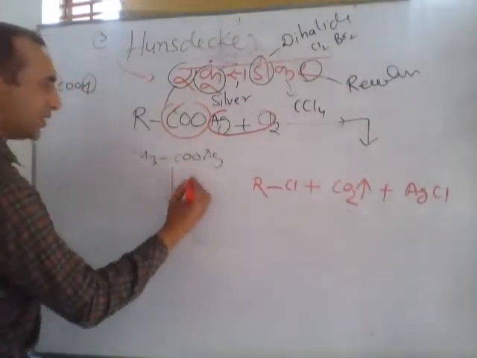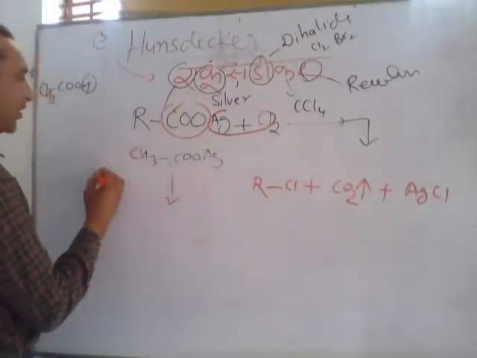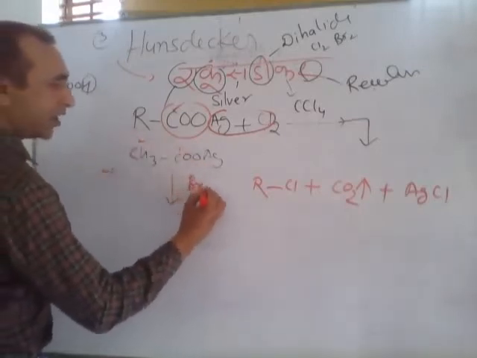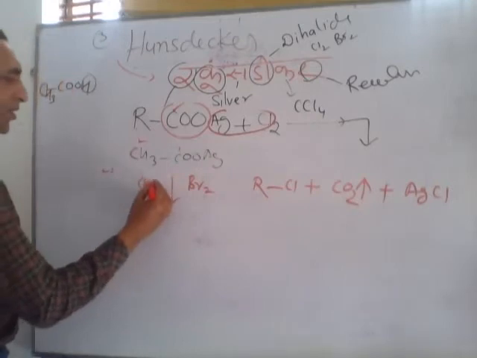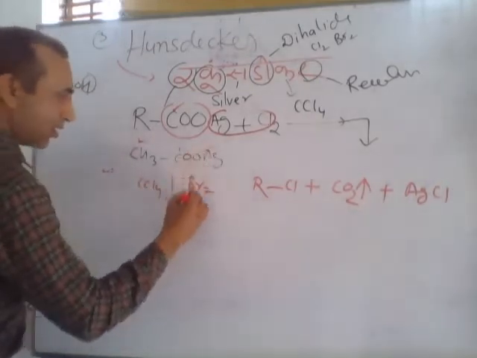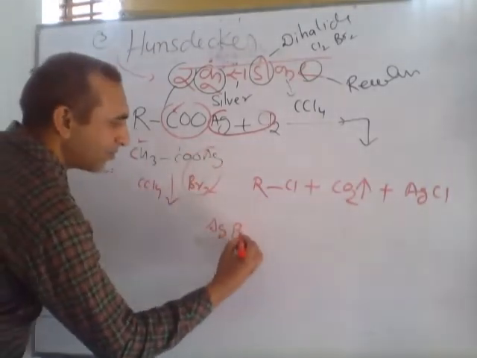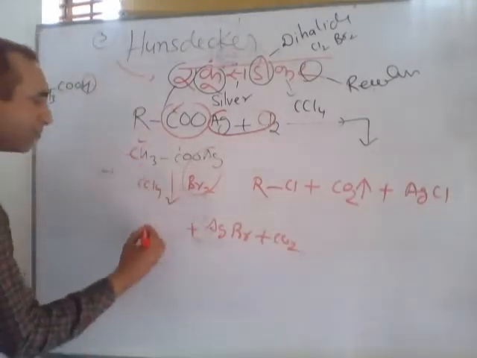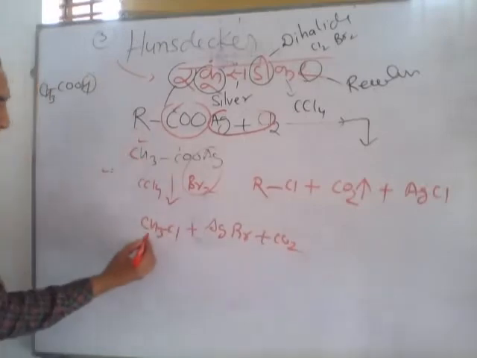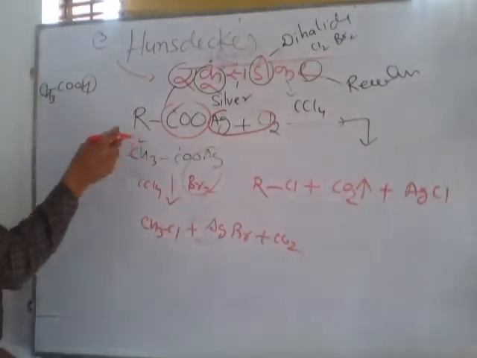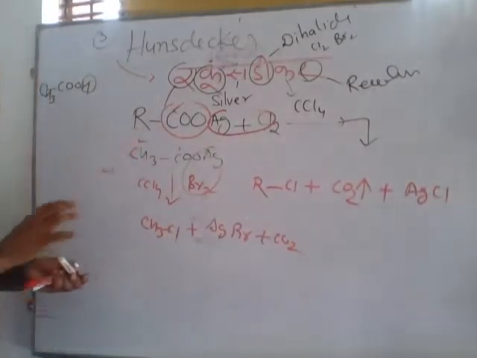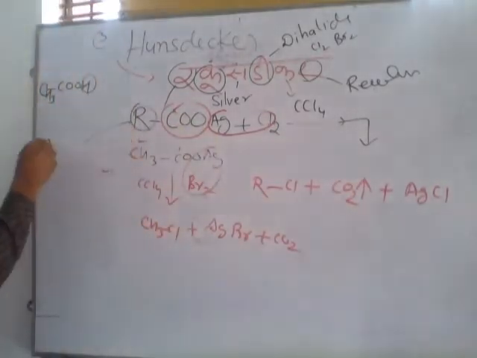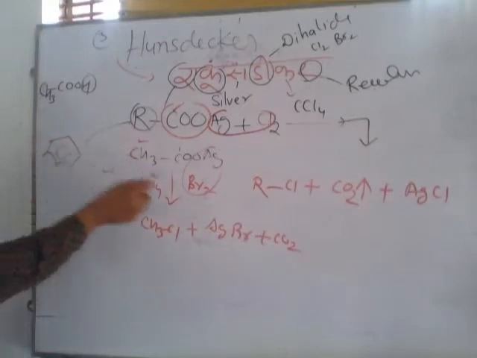Listen, suppose this is silver acetate. In silver acetate there are two carbons, 1 and 2. By reacting with bromine or chlorine in the presence of CCl4, AgBr, CO2, and what will form? CH3Br. So in this product there is one carbon, while in the reactant there are two carbons. In this reaction, instead of R, you can also use a ring, meaning an aromatic compound can also form.